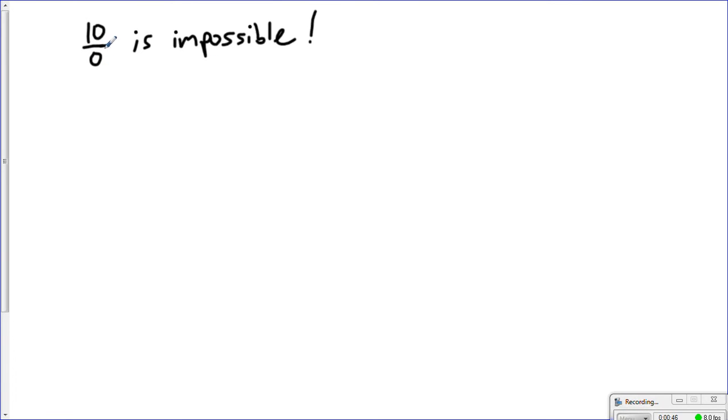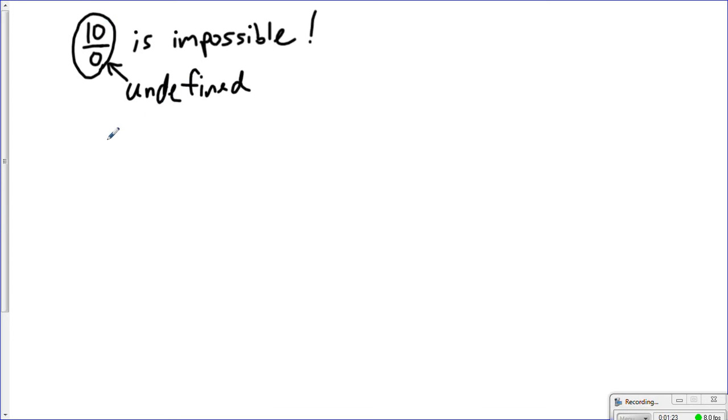Because there is no answer, mathematicians have come up with a way of answering the question without giving it an answer, if that makes sense. We call this ratio undefined. 10 divided by 0, we call that an undefined ratio. Because there is no number, you cannot give an answer to that. It doesn't have an answer. So we call it undefined.